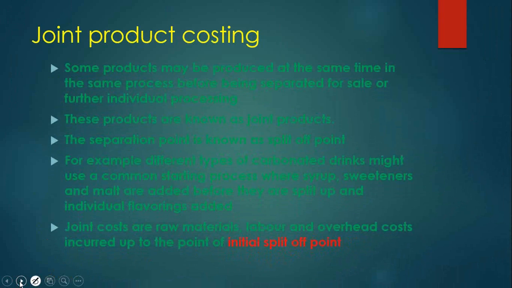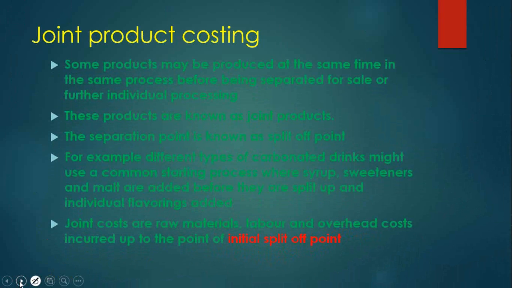Joint product costing. Sometimes, particularly in your Middle East countries, once you process a particular raw material, you get more than one output, different products. For example, oil and gas, from the same raw material, same process, but you get more than one product. These are what we call joint products. Some products may be produced at the same time in the same process. Normally what we look at is one process, one product. But here, one process, more than one product. So they are called joint products.